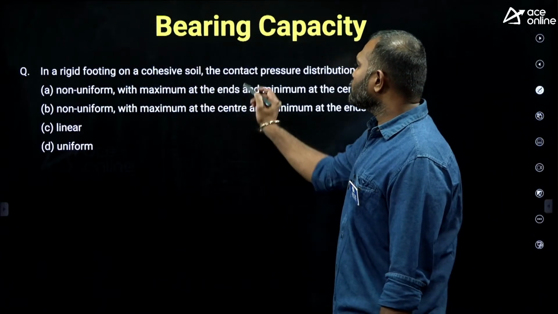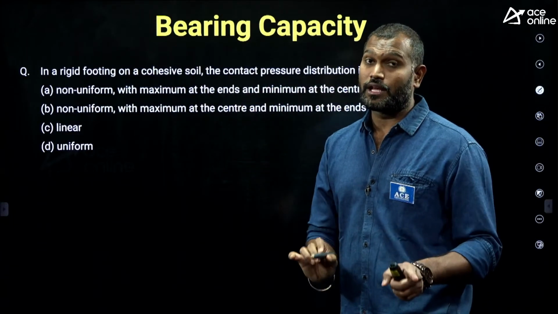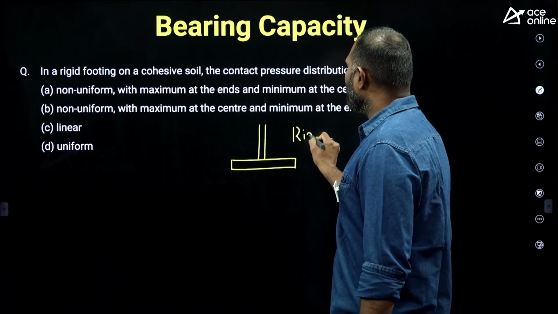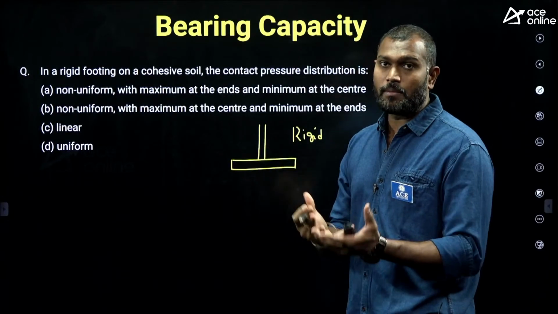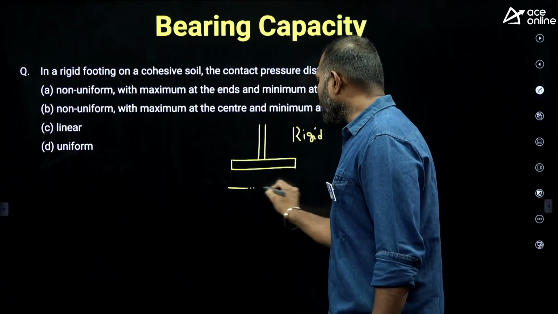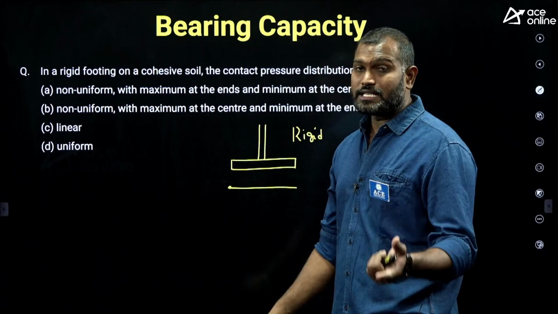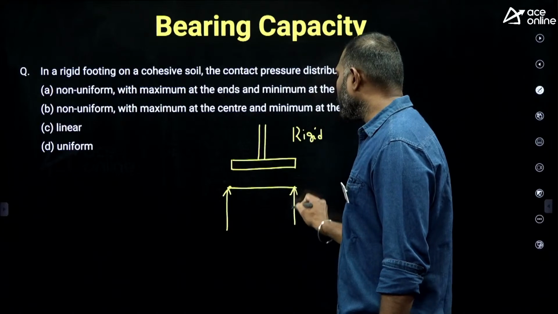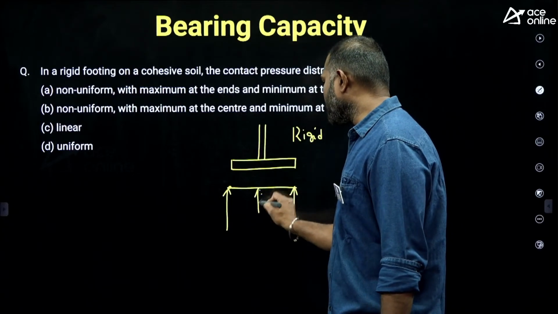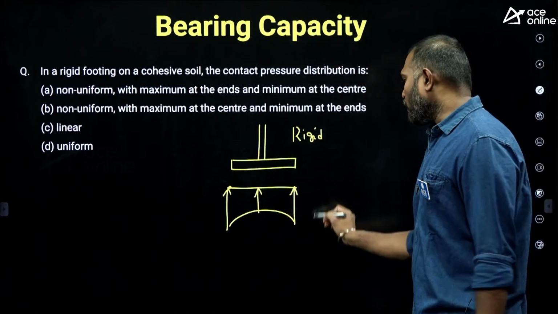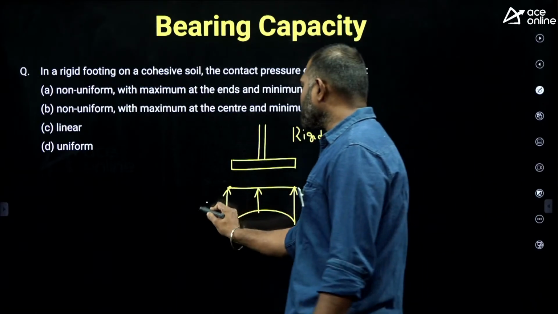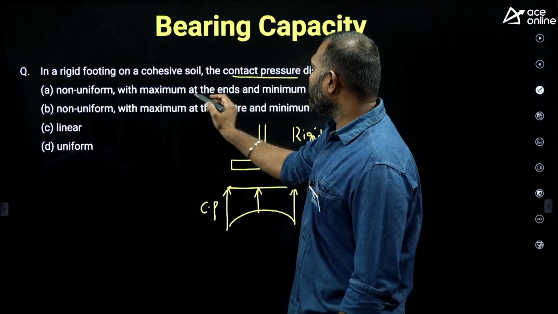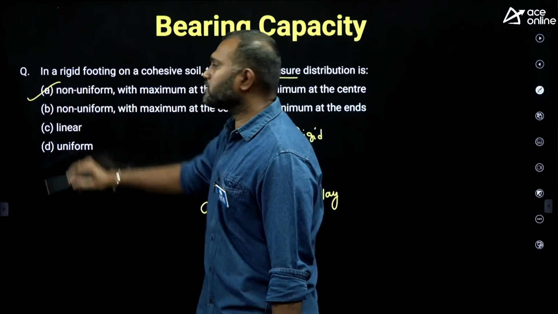In a rigid footing on a cohesive soil, what is the contact pressure distribution? In case of the rigid footing, the settlement is going to be uniform. Whereas contact pressure, in case of the clay, at the edges strength is more, so contact pressure is also going to be more at the edges than at the center. So this is how the rigid footing on clay soil behaves. Contact pressure is non-uniform with the maximum at the ends and minimum at the center. So the correct answer is option A.